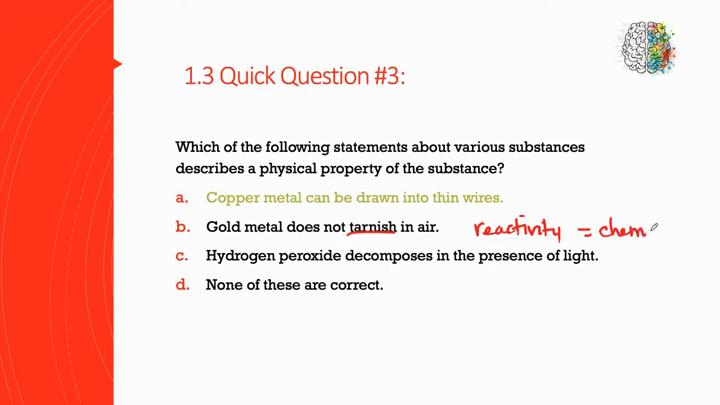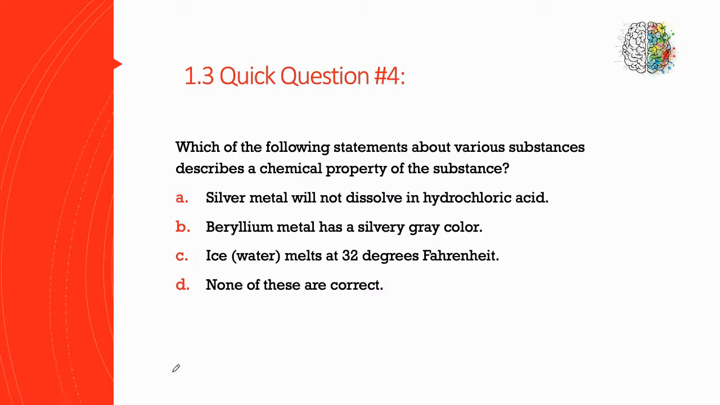All right, look at the last one. C, hydrogen peroxide decomposes in the presence of light. There's that decomposes. Decomposes is also a chemical property. All right, number 4, which of the following statements about various substances describes a chemical property of a substance? So in this one, we're looking for the chemical property. Go ahead and mark your answer.